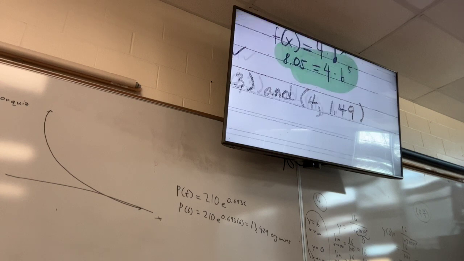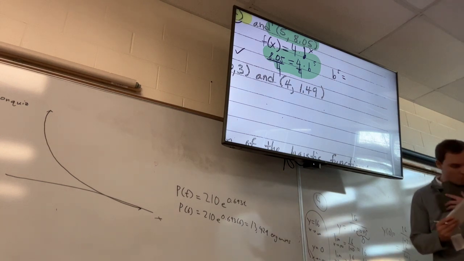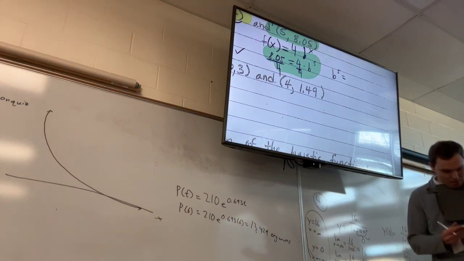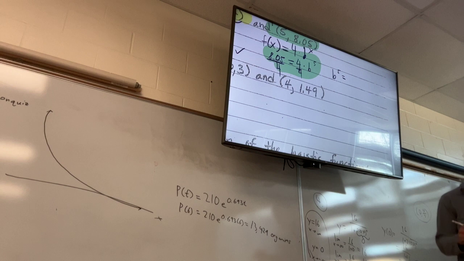All right. So now we just need to solve this equation for b. How do I do that? I've got to get b by itself. How do I do that? Yes, so divide by 4. Divide both sides by 4. So we get b to the 5th equals 8.05 over 4, which is 2.0125.